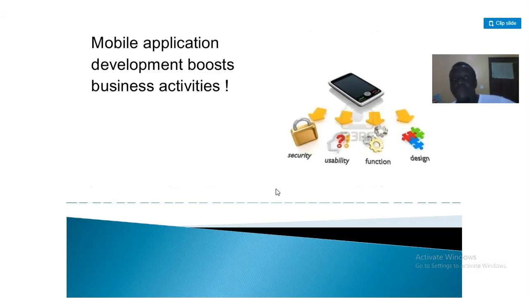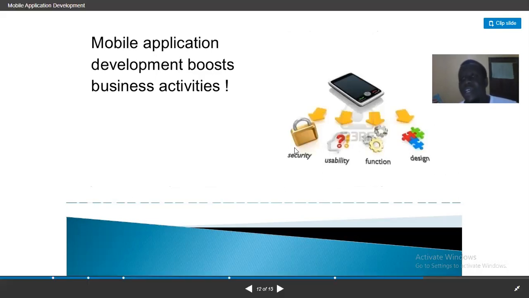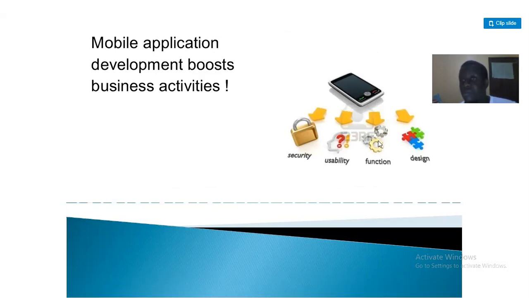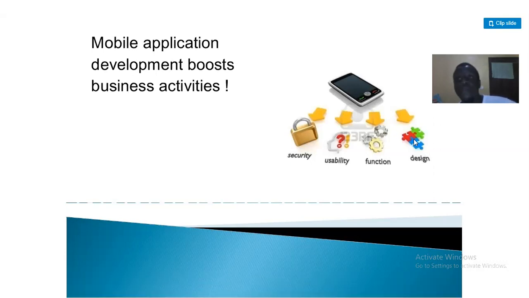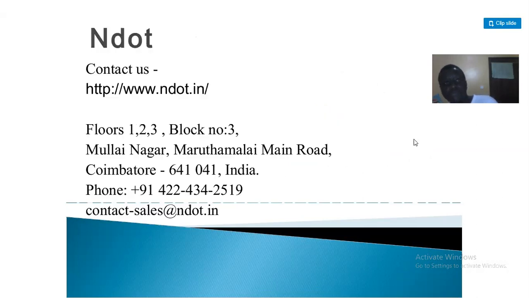Mobile application development boosts business activities through these aspects. Now, when you're looking at mobile application development, these are the core aspects you shall have to look at. The first one is security. How secure are your apps? The second one is usability. How usable are your apps? Thirdly is the function. What does your mobile application do? And third and lastly is the design. How do you design that mobile application? These are the four most important aspects. Even when you're looking at design considerations, you'll be able to see what I'm talking about.